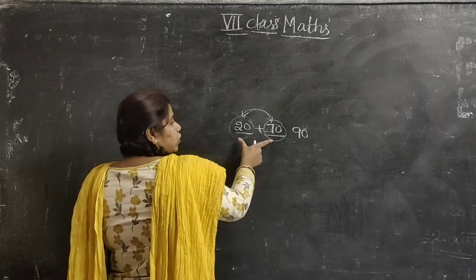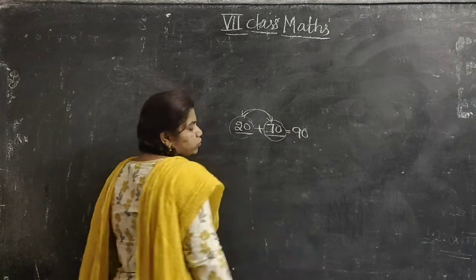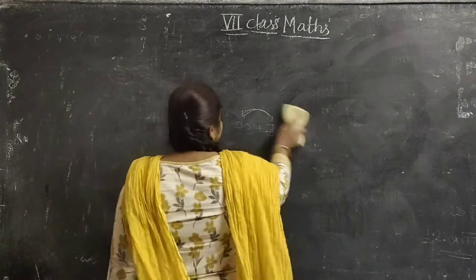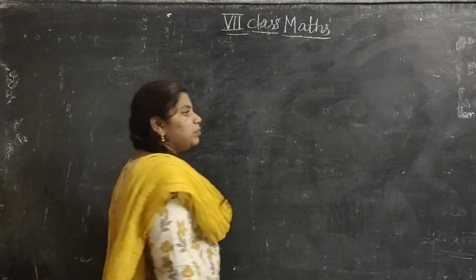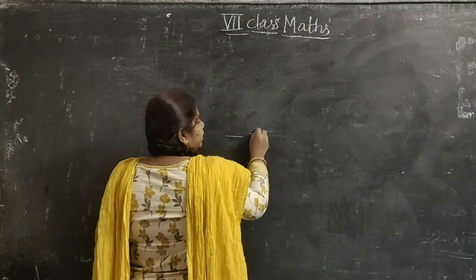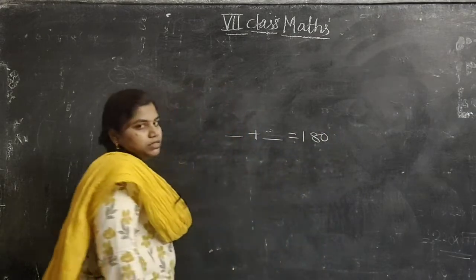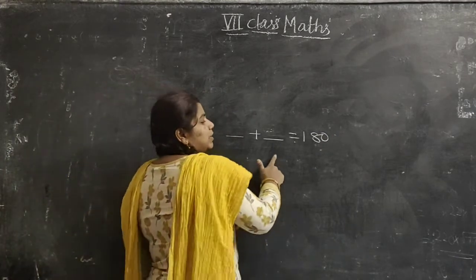What do you mean by complement angle? If you add any two angles, the sum should be equal to 90 degrees. Now coming to the next topic, supplementary angles. I already told you about supplementary angles. What do you mean by supplementary angles? If you add any two angles, the sum should be equal to 180 degrees. So if the sum of two angles is 180, then we call them supplementary angles.